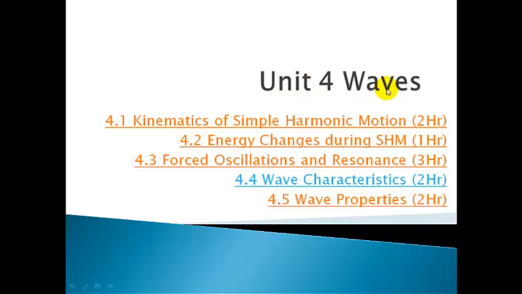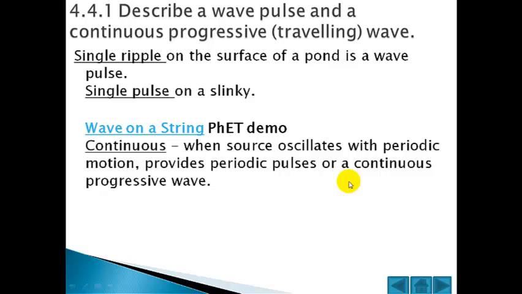This is Unit 4, Waves. We're going to look at the fourth section, which is Wave Characteristics. We have the difference between a single pulse of energy, for example a single ripple on the surface of a pond, or a single pulse on a slinky, and a continuous supply of energy, which would be basically a continuous wave or progressive wave.